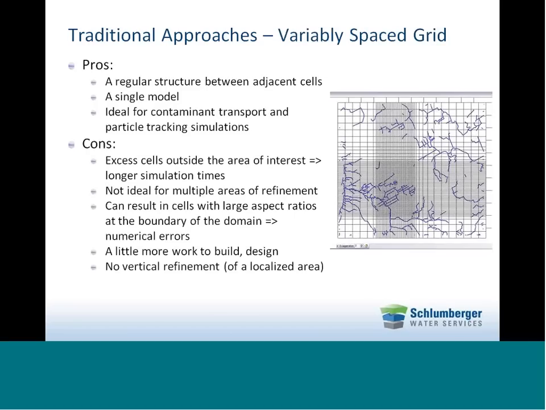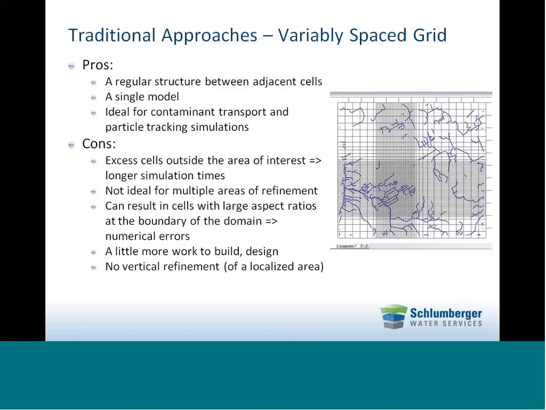The variably spaced grid is probably the one that's most often used. The benefits of this are a regular structure between adjacent cells. You have just a single set of MODFLOW files, so a single model. And this is what's most commonly used if you're doing contaminant transport or particle tracking, so you refine the grid around the area of interest. The drawbacks, obviously, are that it creates excessive cells outside that area of interest, so the rows and columns extend all the way to the edge of the model domain. This can result in longer simulation times.